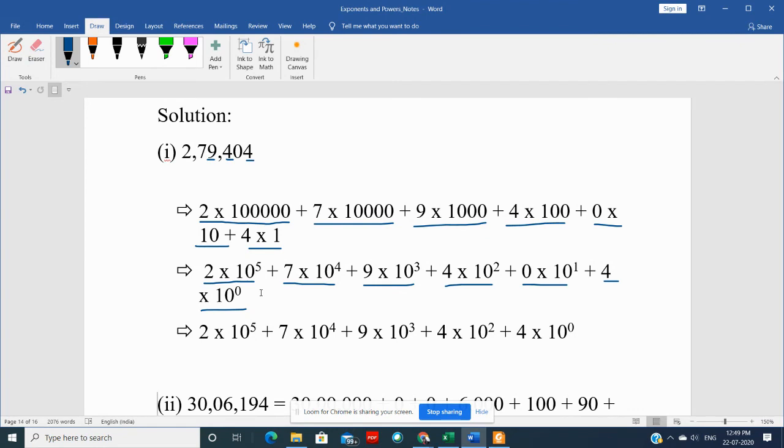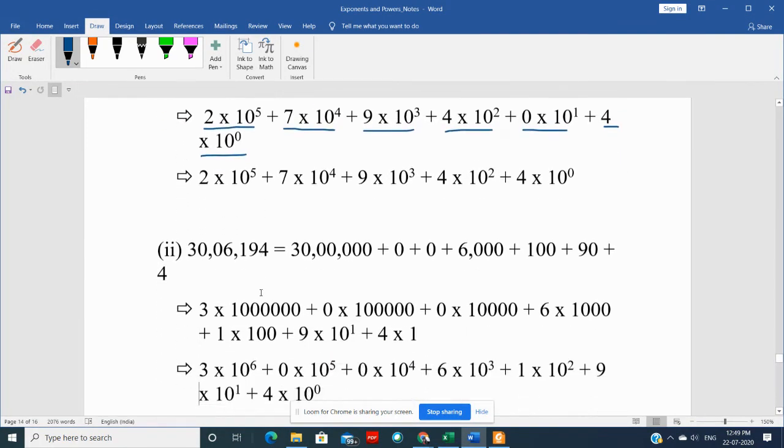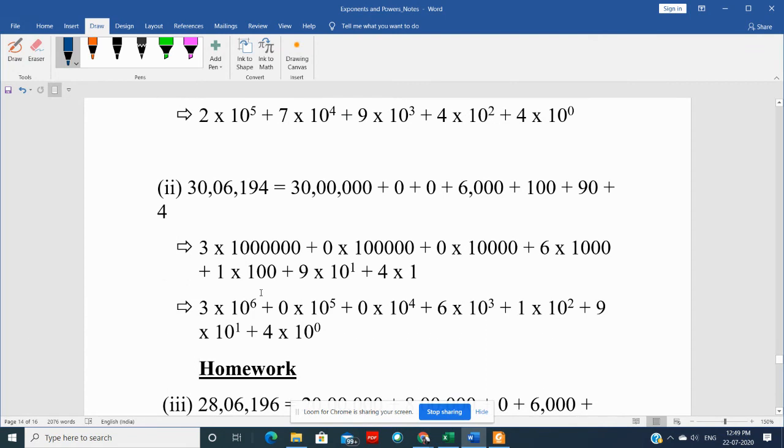You can simply ignore zeros in multiplication, because we know that any number, if you multiply it with 0, it will be 0. So you don't have to mention them, right? Such numbers. In the next sum, it is like that only. Let's see this.